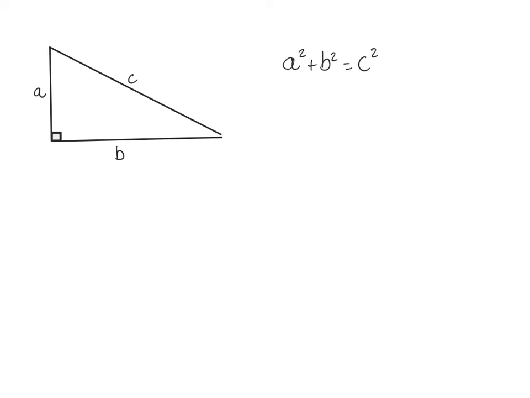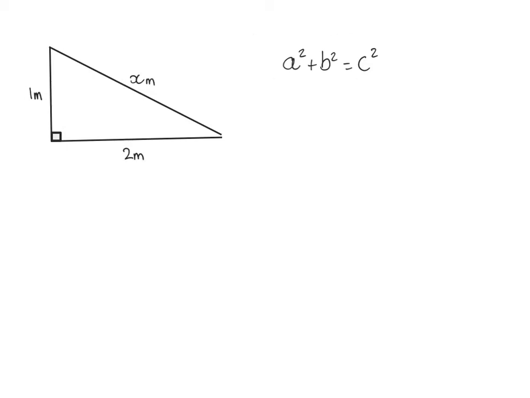Now, the formula for Pythagoras' theorem is a squared plus b squared equals c squared. That just means if I square this side length and that side length, it is going to be equal to that side length squared as well. Now, knowing this information, if we know two of them, we can find out the missing side length. Let's have a look at a couple of examples together.